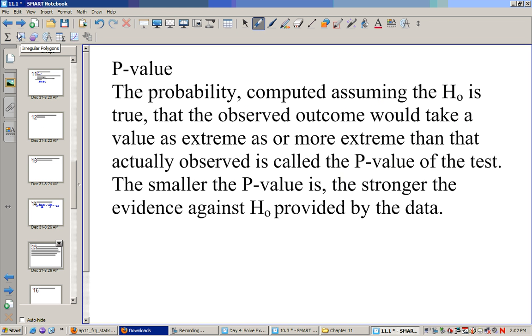P-value is the probability, computing that the null hypothesis is true, that the observed outcome would take a value as extreme or more extreme than the actual observed value. That's called the p-value of the test. The smaller the p-value is, the stronger the evidence against the null hypothesis.